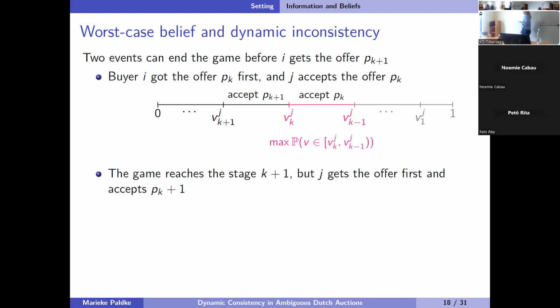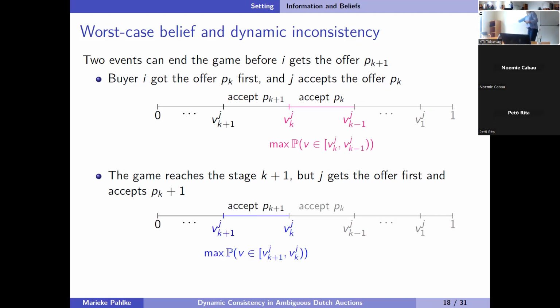The second event is that we reach the next stage, but then these guys have zero probability, because otherwise we would not reach the next stage. But if we reach the next stage, then the worst case is now that the other buyer accepts the next price before it's my turn. So if he is the first, he accepts, so the worst case for this period gets the highest possible probability of the type who accepts the next price.